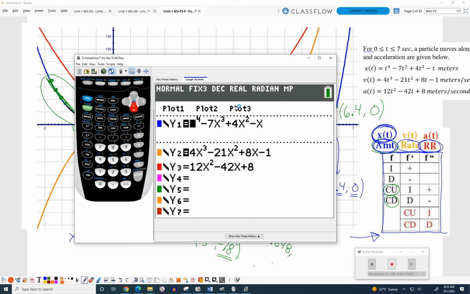Anybody else? Questions? So you need to show it again. So alpha, trace. My velocity is in Y2, so I pick 2, then parenthesis, times 0, enter, like that.